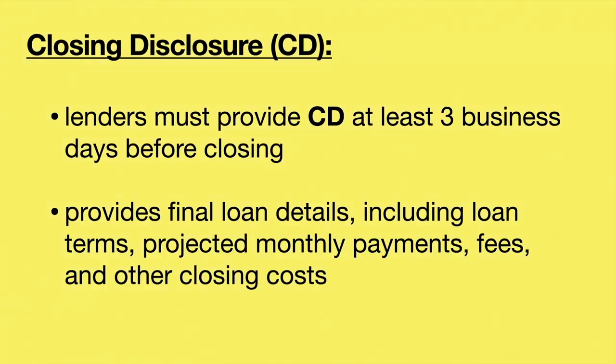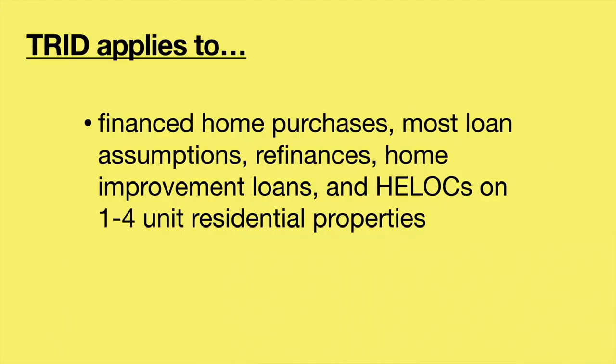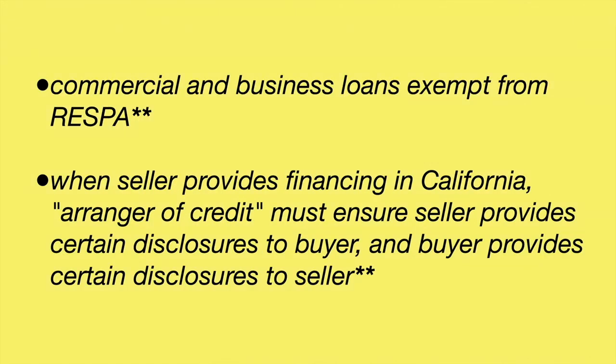TRID disclosures apply to financed home purchases, most loan assumptions, refinances, home improvement loans, and HELOCs on 1 to 4 unit residential properties. Commercial and business loans are exempt from RESPA. When the seller provides financing in California, the arranger of credit must ensure that the seller provides certain disclosures to the buyer, and the buyer provides certain disclosures to the seller.